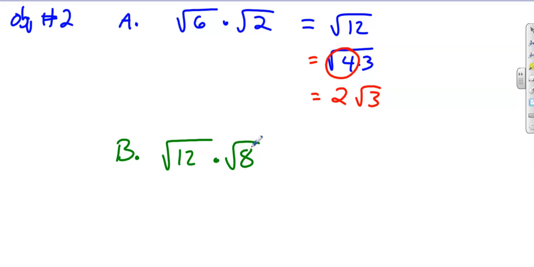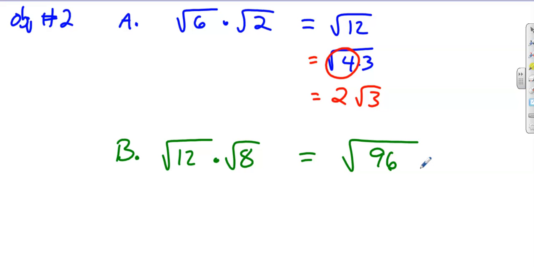Okay, square root of 12 times square root of 8. Go ahead and multiply those together. 12 times 8 is 96. And if you start going, well, I can't think of a perfect number that goes into 96, that's fine.